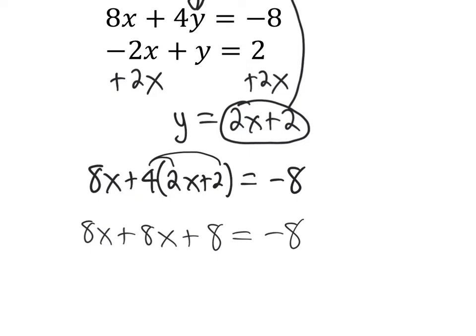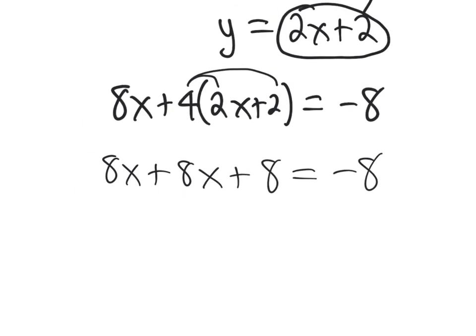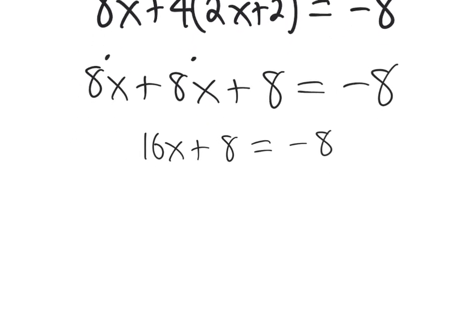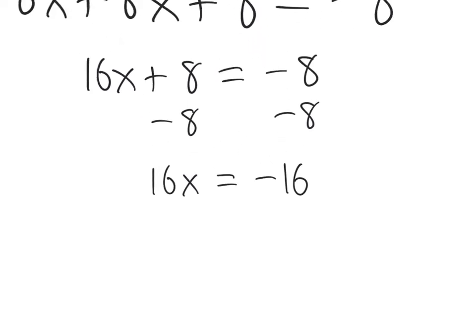All right, anything else to distribute? No. Any like terms to combine? Yes, we have 8x and 8x. We're going to combine these like terms. 8x plus 8x is 16x, plus 8 equals negative 8. Any other like terms? Nope. Now we need to get that 16x by itself, so we're going to subtract 8 from both sides. What's negative 8 minus 8? It's negative 16. What's the last step to solve for x? Divide by 16. So x is going to be equal to negative 16 divided by 16, which is negative 1.